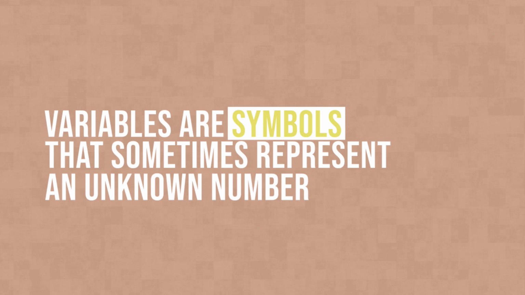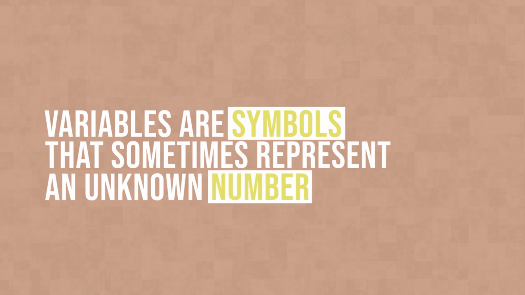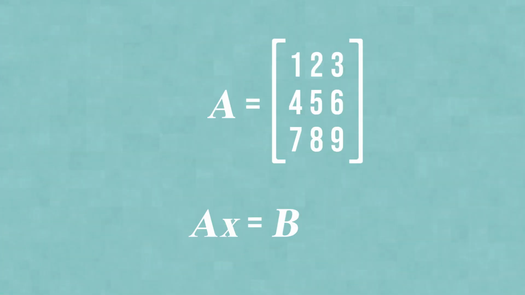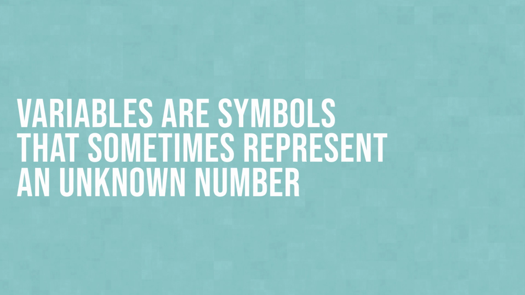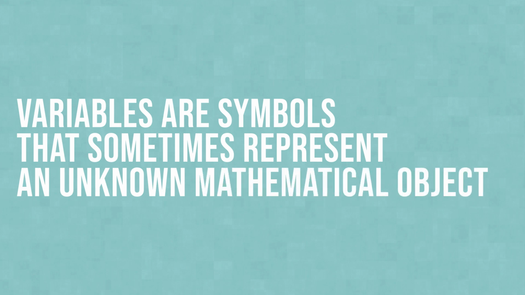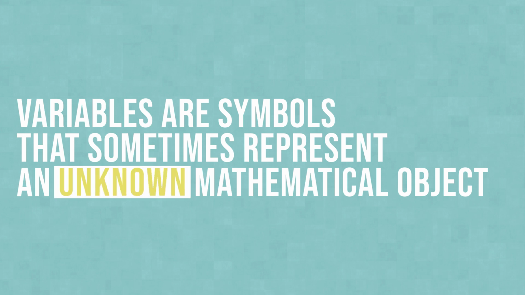You see, variables don't have to represent an unknown number. Variables can represent many different types of mathematical objects, such as matrices, expressions, or functions. Okay, so variables are symbols that sometimes represent an unknown mathematical object. The last problematic bit is the word unknown.